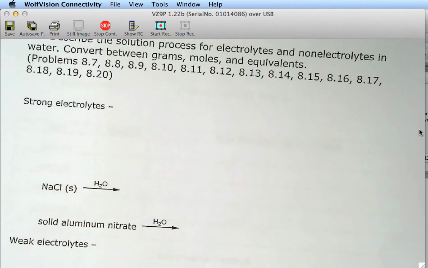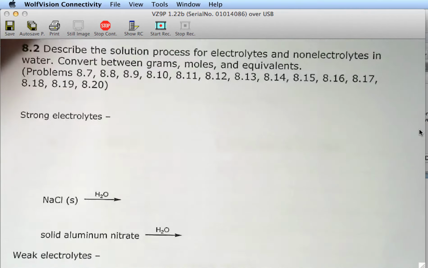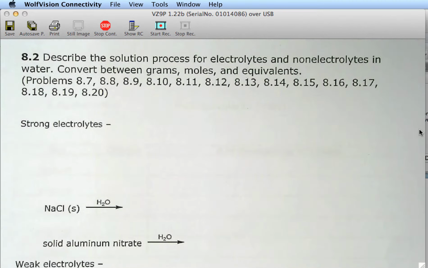So we've been talking about solutions, and we just talked about what solutions are made of, the solute, the solvent. Now we're going to talk about solution properties and electrolytes, how solutions ionize, all that.